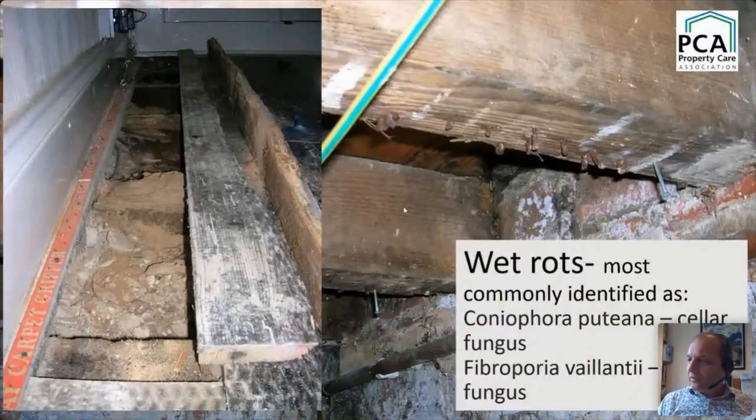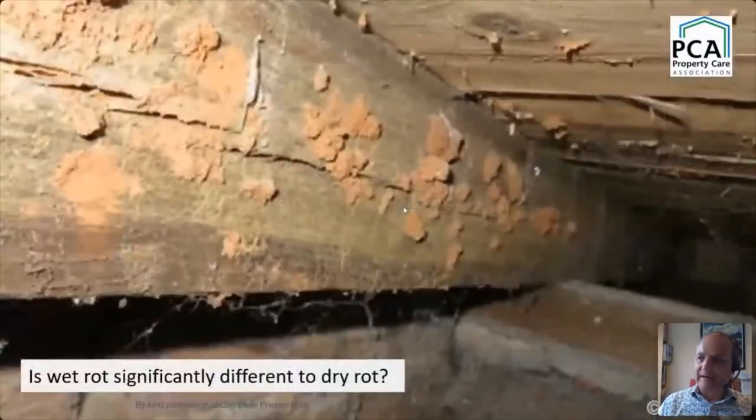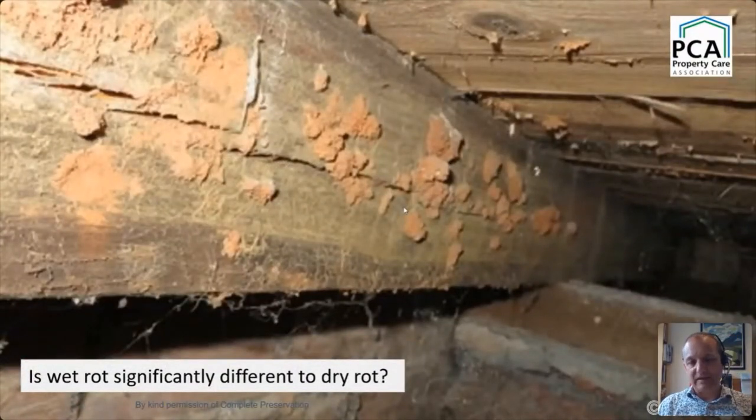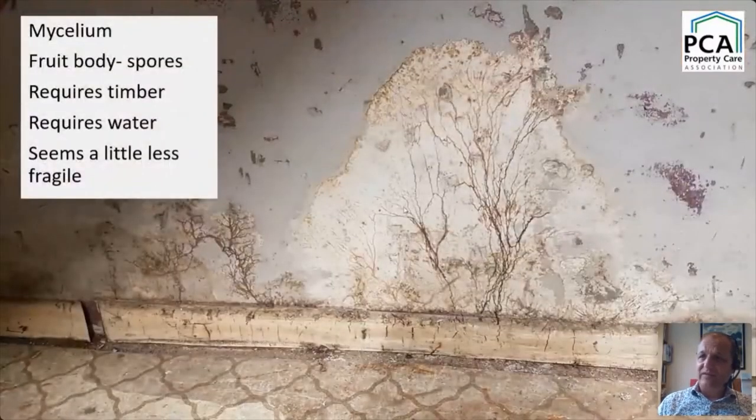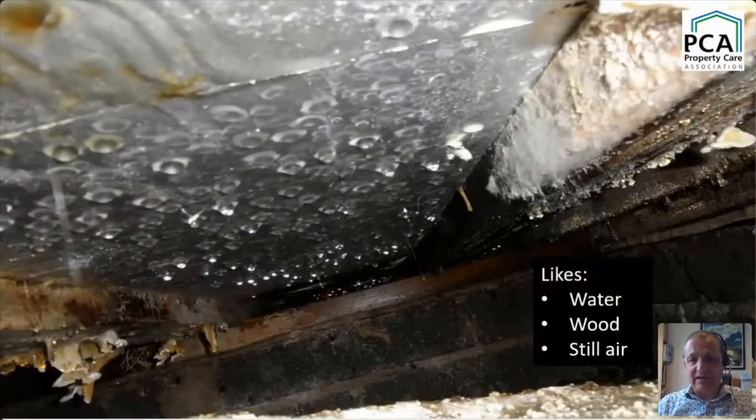Wet rots. Let's talk about wet rots for a little bit. Most common are Coniophora and Fibroporia. But what do we really know about these fungi? They do most of the damage. They're all over the place. We see them both in garden structures and occasionally, unfortunately, destroying timbers in our houses. They need the same sorts of things as dry rot. They need water. We've got a picture of mycelium of Coniophora on the wall. They have fruiting bodies, they have spores, they have mycelium, they require water. They cannot survive without lots of water, same as before.